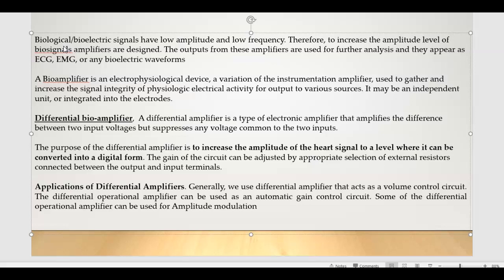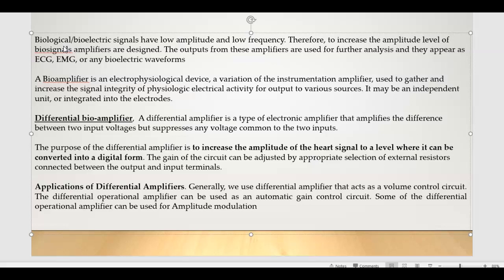bioelectric waveforms. A bioamplifier is an electrophysiological device, a variation of the instrumentation amplifier used to gather and increase the signal integrity of physiologic electrical activity for output to various sources. It may be an independent unit or it may be integrated into the electrodes.